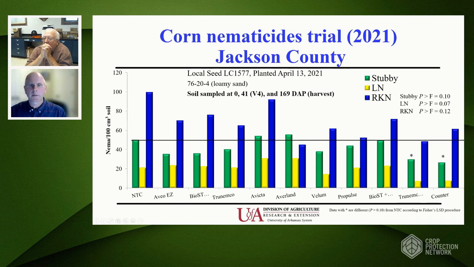Stubby root next. Here's our non-treated control. All the biologicals, again, numerically less. The abamectin materials, whether seed treatment or in furrow, not so much. And then our vellum treatments with and without a seed treatment, numerically lower. Only one with the Trinimco material with vellum was statistically lower, along with counter.